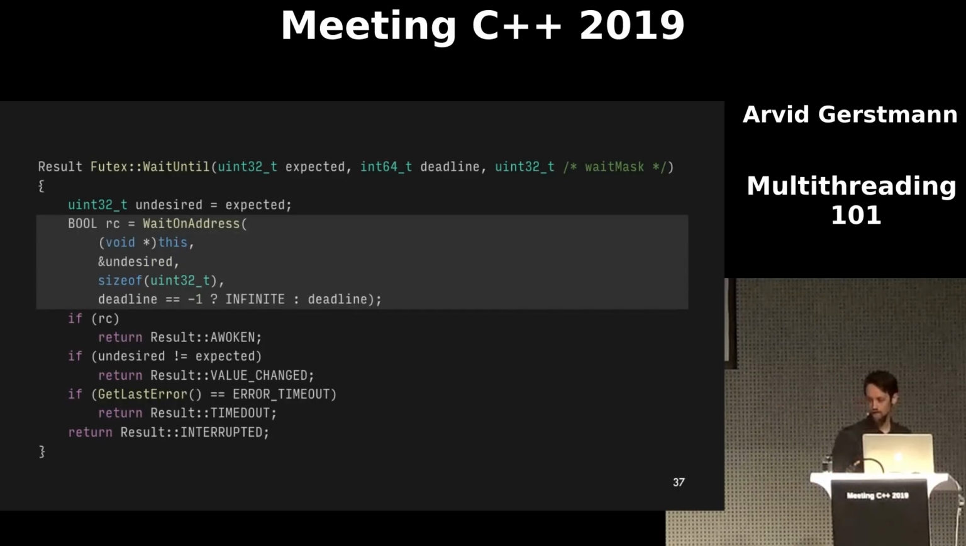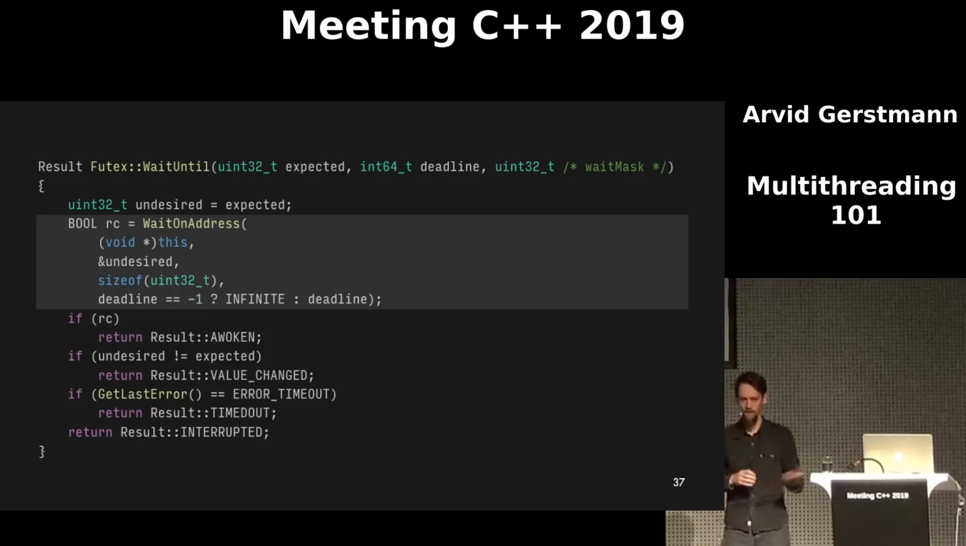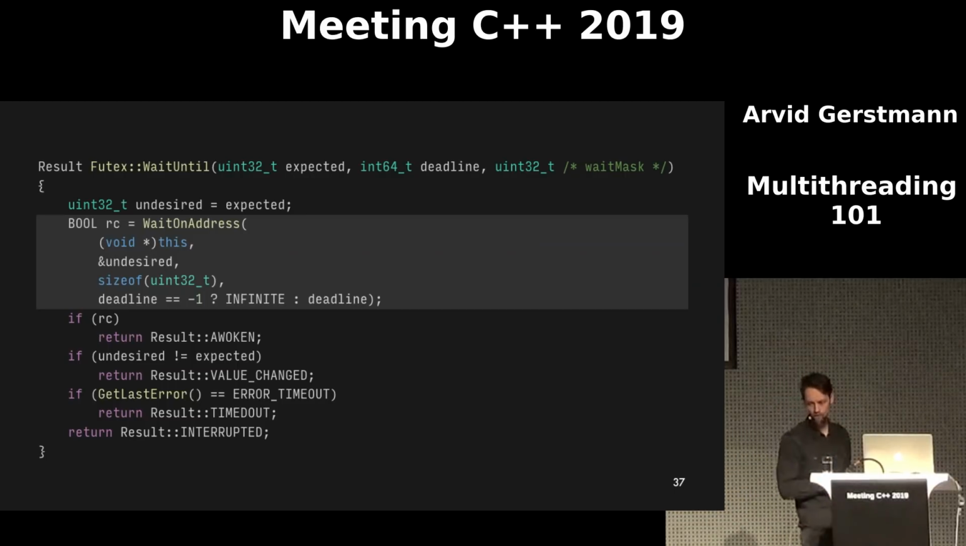So let's start by implementing the same futex functions on Windows. Here you see that this kind of works like futex wait. We're just calling WaitOnAddress with the this pointer as the key for our hash table. Then we're setting the undesired value, which is how it's called, to the expected value, telling it that it's size of uint32, 4 bytes, and we're setting the deadline to either infinite, if it's -1, or to the milliseconds.